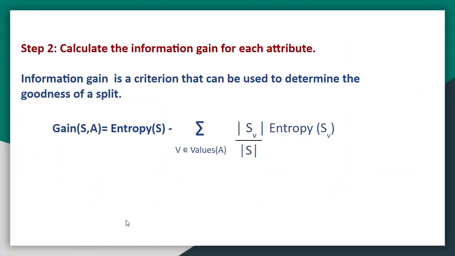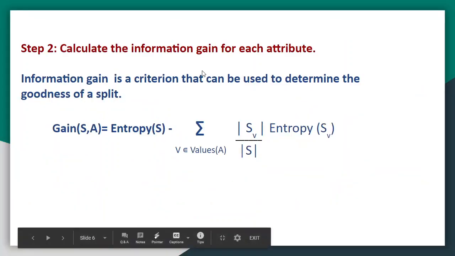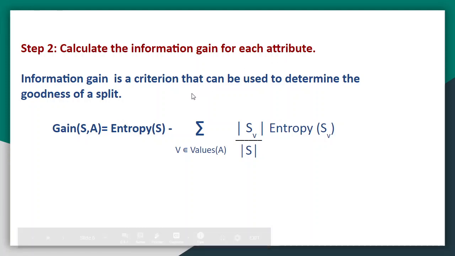Now move on to the second step, in which we have to calculate the information gain for each attribute. So what do we mean by information gain? Information gain is a criterion which we can use to determine the goodness of a split. And this is the formula for calculating the information gain for an attribute. So let us try to understand this formula first.